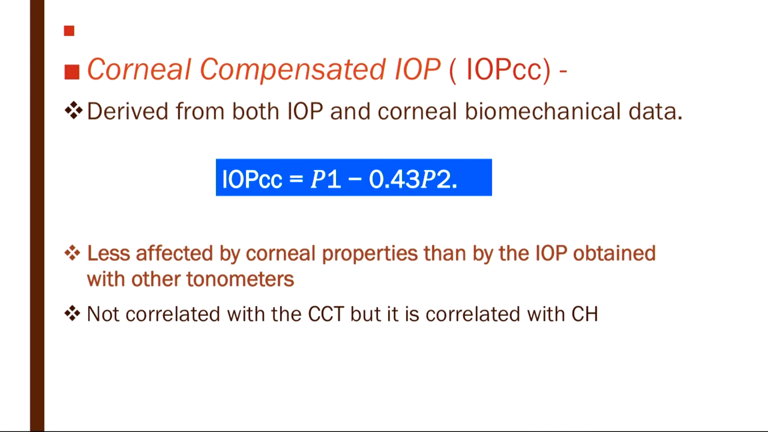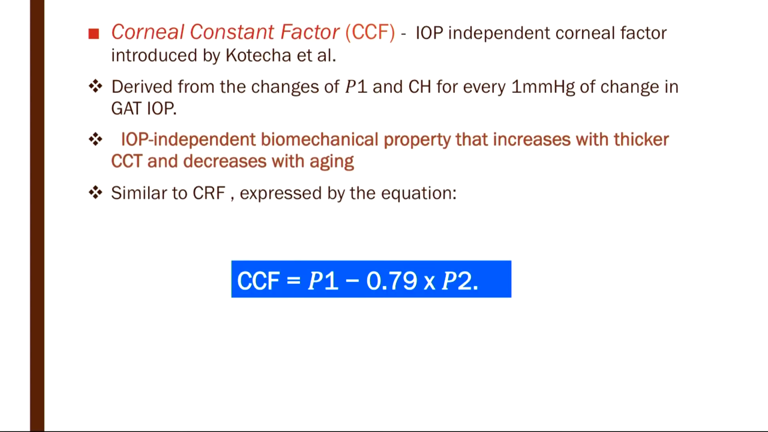For example, in the last presentation we were seeing the pressure-induced stromal keratitis in a LASIK patient. Many times a Goldmann NCT will give you a normal reading, and when you go ahead with this, it will show you the IOPs in 40s and 50s. There are other factors like a corneal constant factor, which is an IOP independent biomechanical property that increases with thicker corneas.